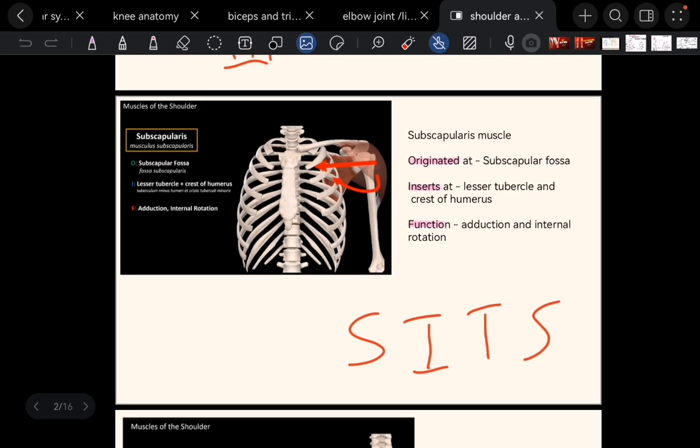Now, the first muscle we're going to talk about is the subscapularis. The subscapularis is a muscle that originates from the subscapular fossa in front of the scapula, so more on the anterior side. It inserts at the lesser tubercle and crest of the humerus. The function of this muscle is to provide adduction and internal rotation of the arm.